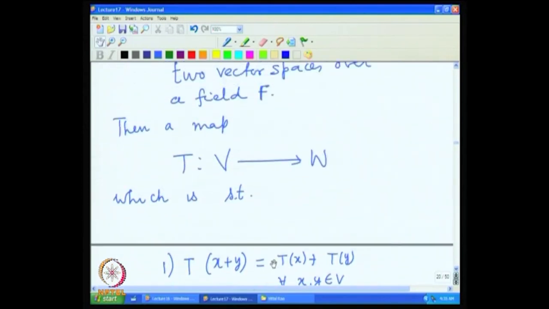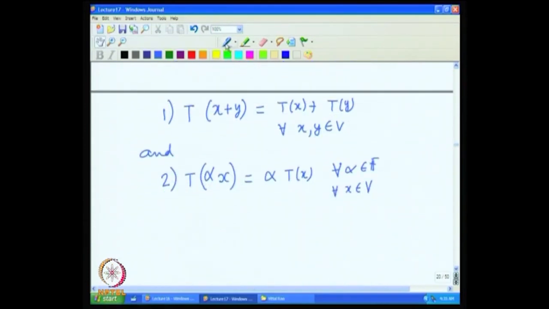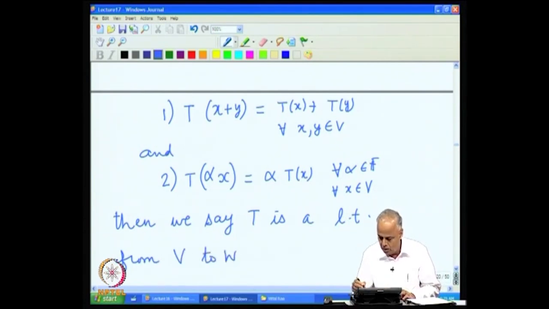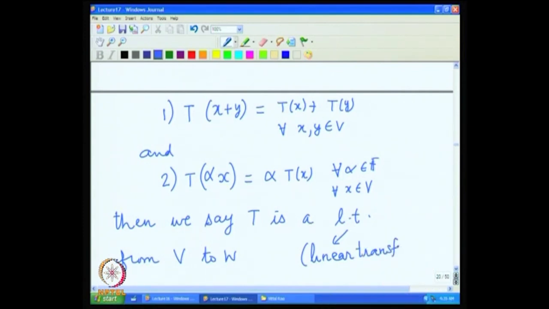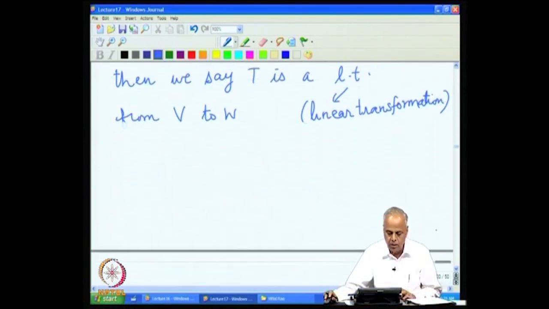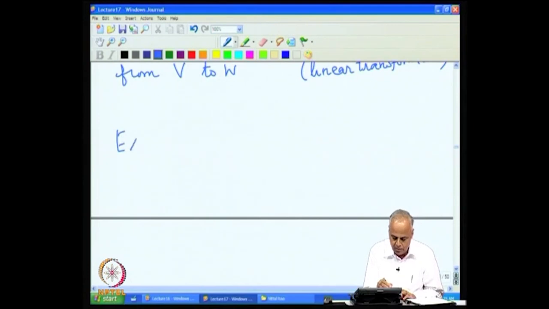If we have a transformation from V to W, which is such that it preserves addition and scalar multiplication, then we say T is a linear transformation from V to W. Here LT stands for linear transformation. Let us look at some examples.